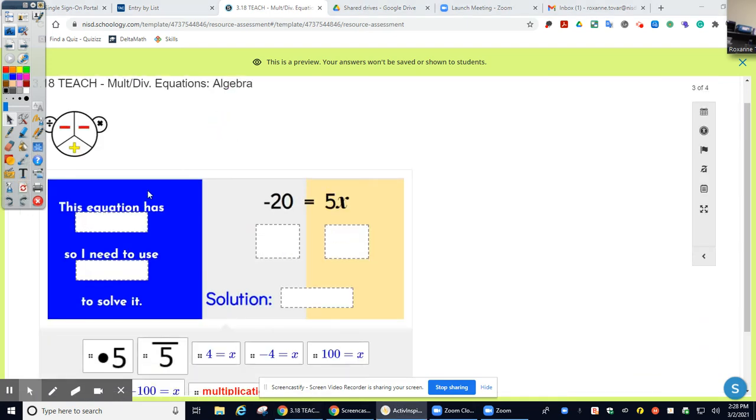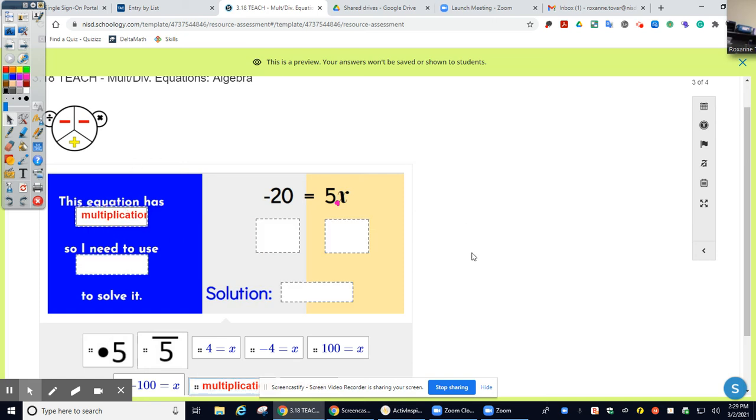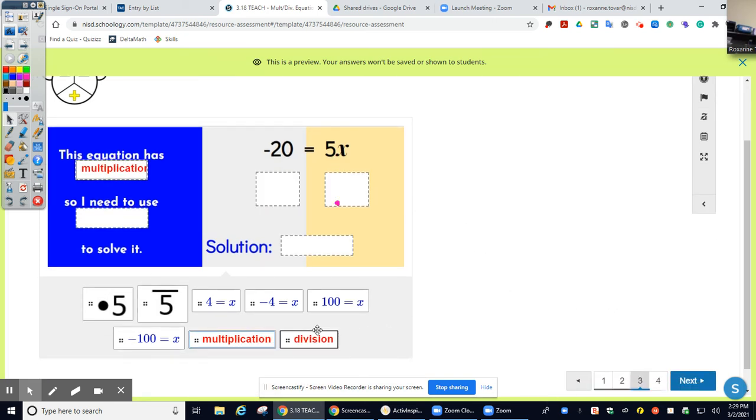All right, here, remember, we want to look for that x first. We always want to know, where's x, right? So here we have negative 20 equals 5 times x, okay? So if we are multiplying in this situation, we're going to ask ourselves, what's the opposite of multiply? Division, right? So we're going to use division now to solve it. So what's the opposite of multiplying by 5? We need to now divide by 5.